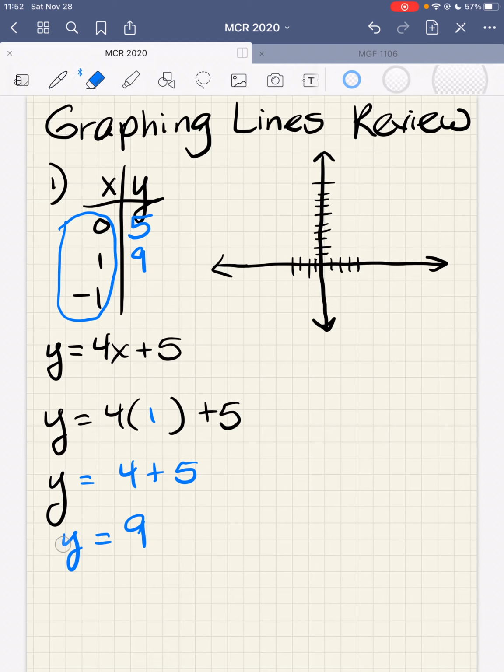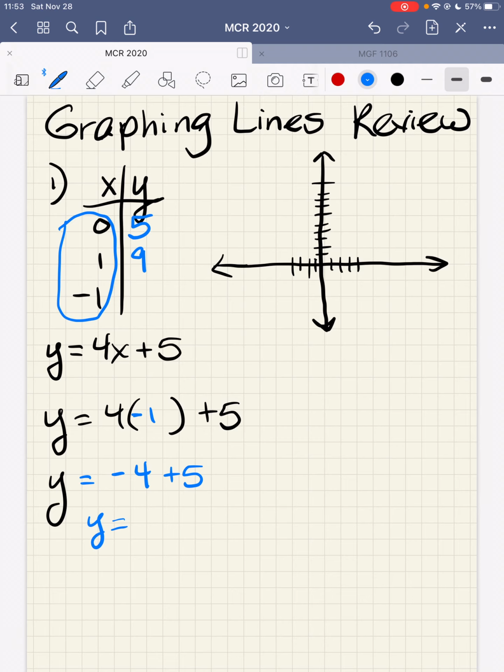Our last value is just negative 1. So just stick a negative in there, and I have 4 times negative 1. Negative times a positive gives me a negative 4 plus 5. And negative 4 plus 5, you spent $4, but you have 5, so you have $1 left over. All right. So positive 1 is going to go here. And then we just plot these points.